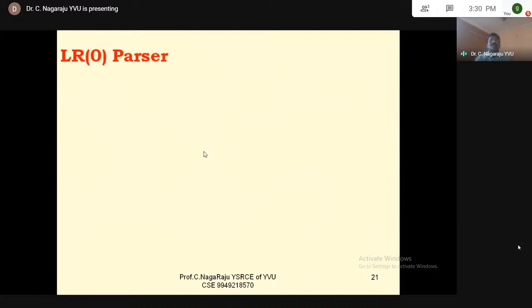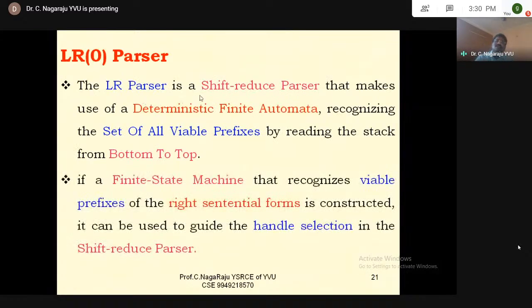I think I have understood the LR parser engine, the bottom-up parser engine. It contains the input, the stack, and the parse table, that is the action table and goto table, and it reads the input. But internally, what is the engine that will do? The LR(0) parser is a shift-reduce parser that makes use of a deterministic finite automaton, recognizing the set of all viable prefixes by reading all the symbols from the stack from bottom to top.